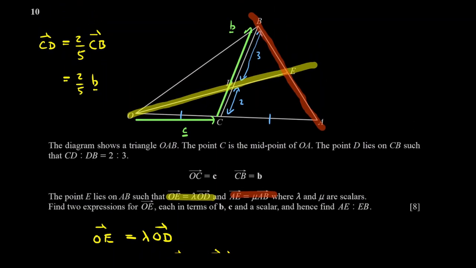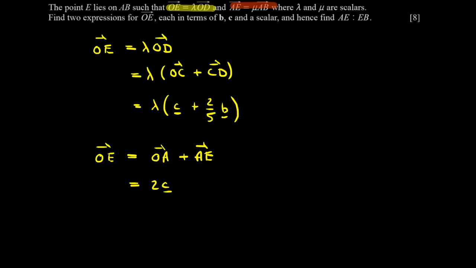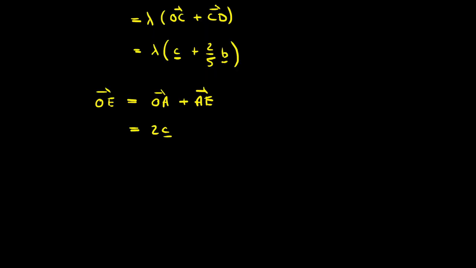What's AE? Well, it's along this line AB, isn't it? And we are told in the question that AE is equal to mu times AB. So I'm just going to substitute that in. So this is equal to mu times AB.